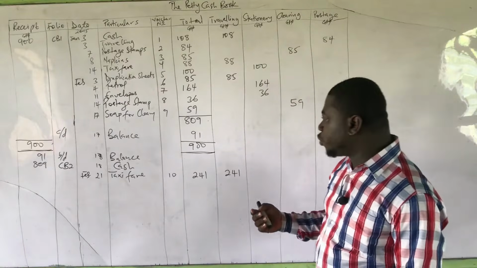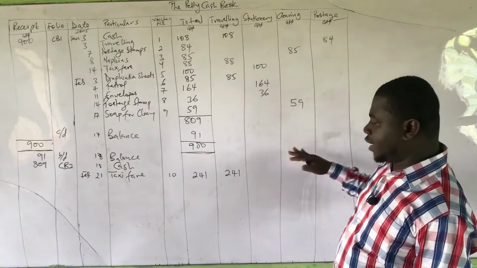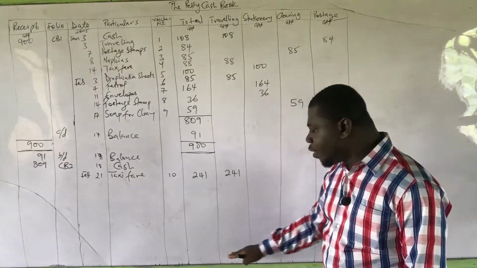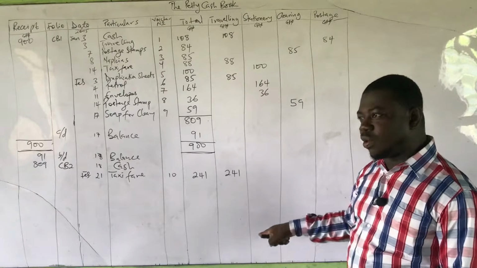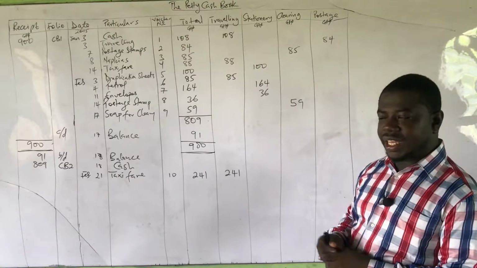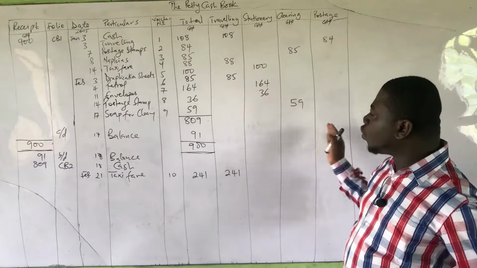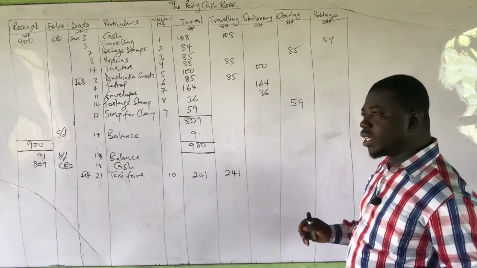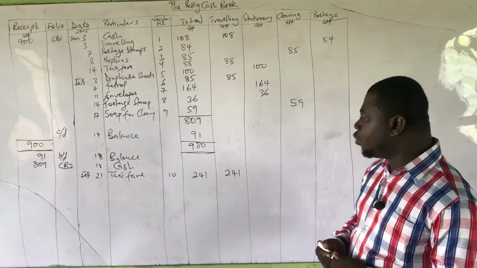So what I usually prefer is to leave the analysis columns to the end. Then you make one total for them so that you pick that one total and post it in the ledger. I think that is more appropriate than continuing to break and make totals piece by piece. We don't really do that.